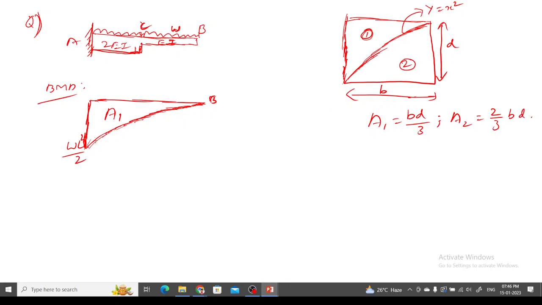If I want to calculate the centroid, I'm taking the centroid from this position. From this position, the centroid x1 will be equal to b by 4, and x2 bar will be equal to 5 by 8 b. So you have to remember all these formulas. Basically, in GATE you won't get questions based on memory.